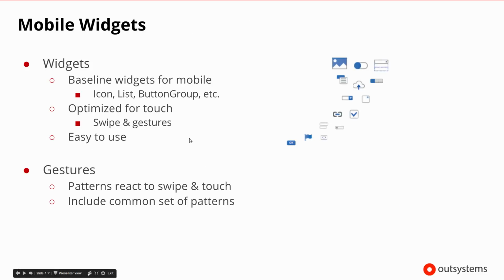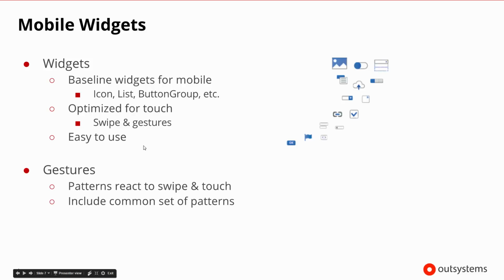We've also gone back inside of the Service Studio toolbox and looked at the baseline widgets that we have. And the baseline widgets for mobile apps have been changed or upgraded so that when we create a mobile app, the icons, the lists, the button groups, and other types of things will be a little bit different. They've been optimized for touch so that if we need to do gestures or different types of swiping, we'll be able to use those, and it'll be easy to do that.